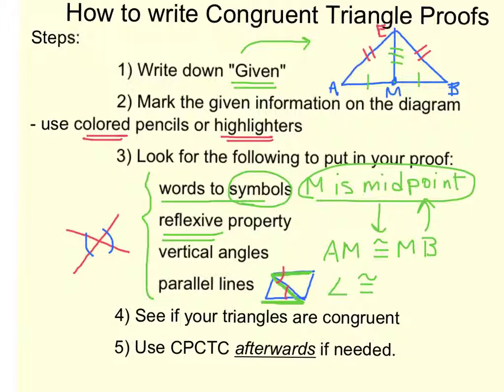So once I get through that list, I should now ask myself if my triangles are congruent. Up here I could see that I have 3 sides to 3 sides, so I can use one of my postulates to declare their triangles are congruent. And then if I was actually trying to prove something else, for example, angle A congruent to angle B, then I could use CPCTC, which says that corresponding parts of congruent triangles are congruent, and I'd have a nice proof completely done.